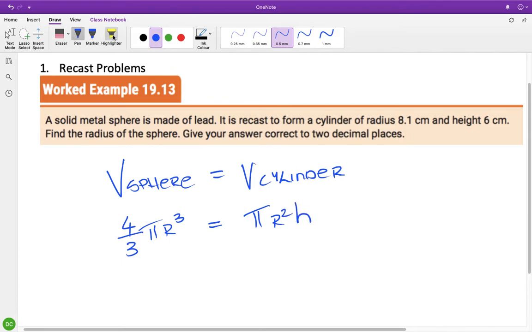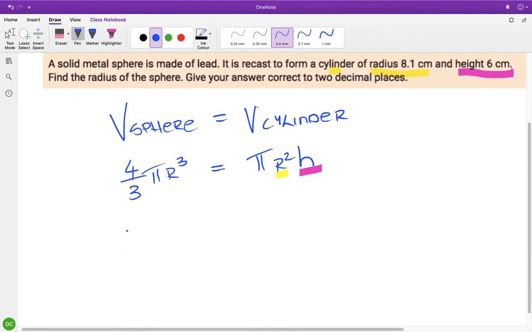So we were given some information. We were told that the radius of this cylinder is 8.1, and we were told that the height of the cylinder is 6. So we can put them into their spots. So we get 4/3 pi radius cubed equals pi, change this to 8.1 squared and change this to 6.